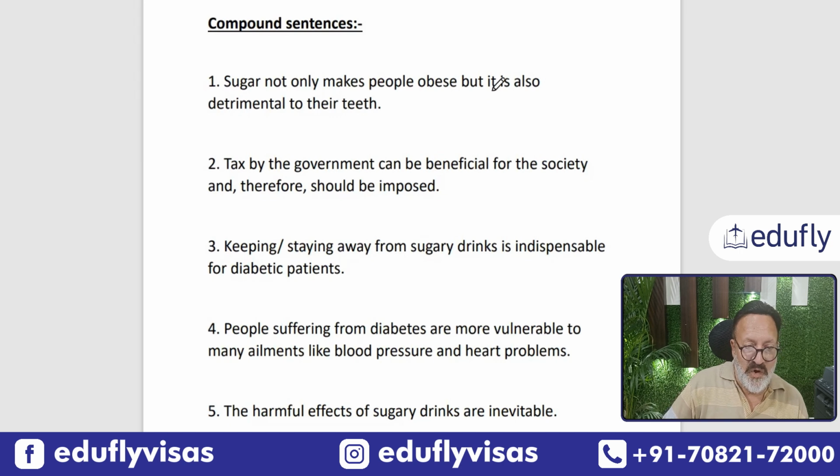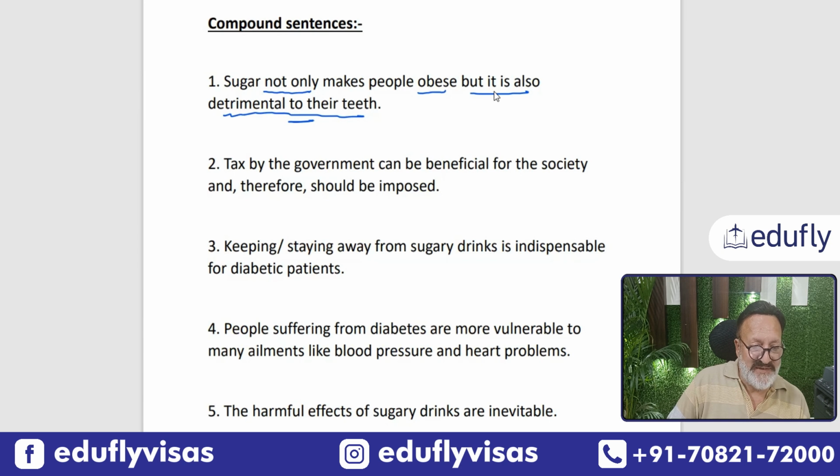Now sugar not only makes people obese, so not only makes people obese, mota banati hai, but it is also detrimental to their teeth. So now I have used conjunction not only but also, and I have used detrimental, and detrimental के बाद जो preposition है, it has to be to. So please remember this. It has not detrimental of or detrimental for, it is detrimental to. So in this I have used the vocabulary and I have used the conjunction.